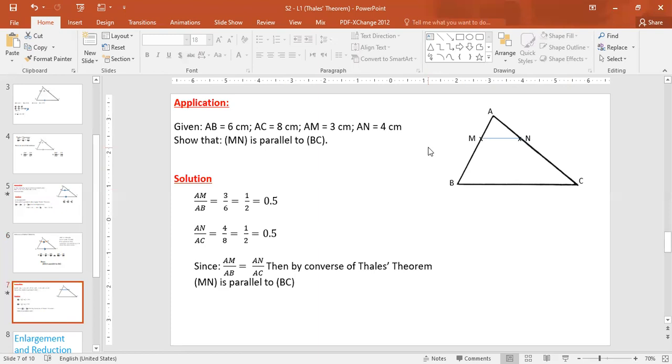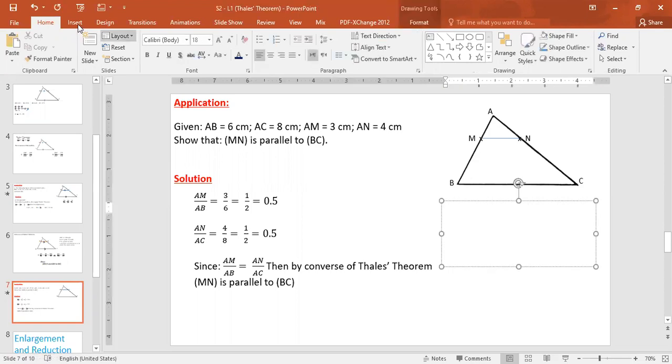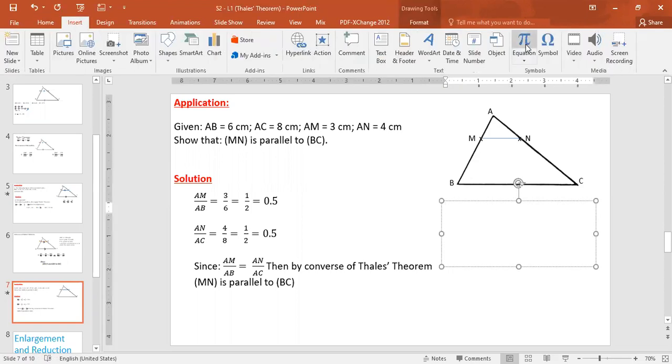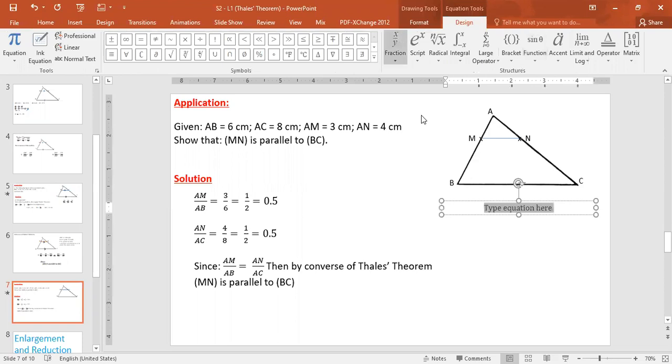Please, Fadl, I want you to apply Thales theorem in this figure. Try to apply Thales theorem starting from the vertex A, Fadl. Yes? AM over AB is equal to AN over AC is equal to, wait, Fadl.